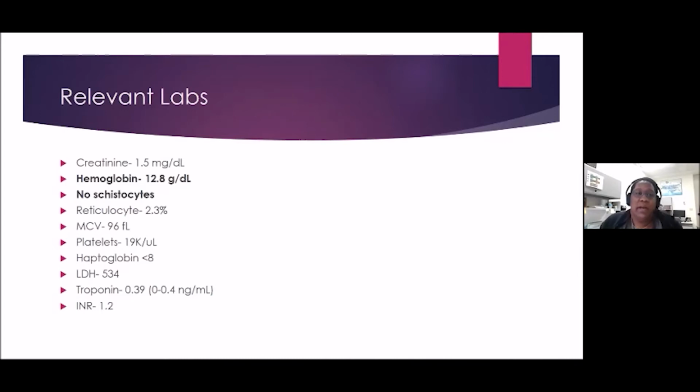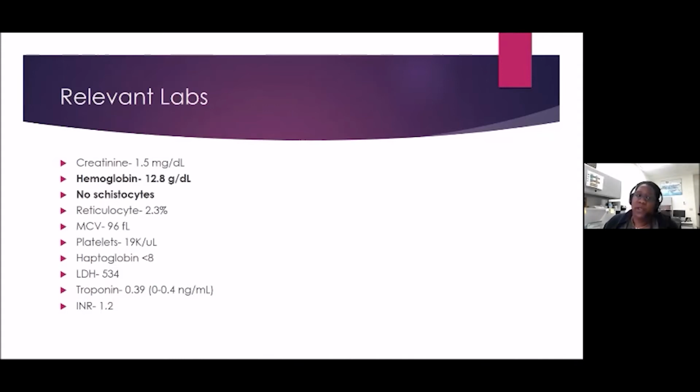So let's look at her labs. Her creatinine's 1.5. That is elevated, should be at the most 1.1. She's actually not anemic and does not have schistocytes. However, her reticulocyte count is up a little bit. It's just 2.3%, but this is still below 2.5 as indicated by the PLASMIC score. Her MCV is 96. We already talked about her platelets. Her haptoglobin is low, and this can happen. You don't need a lot of free hemoglobin to decrease your haptoglobin.